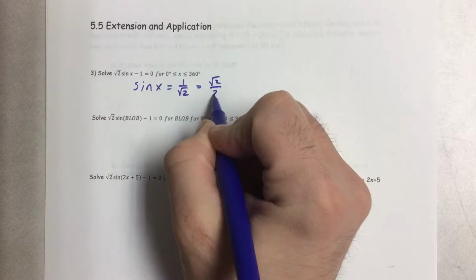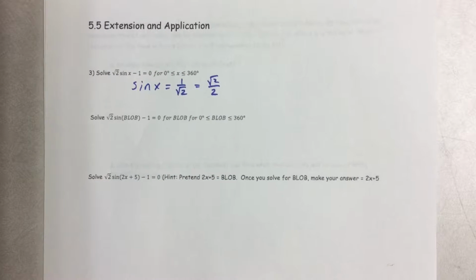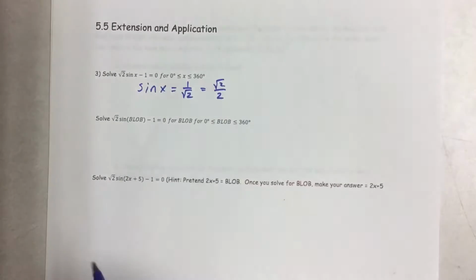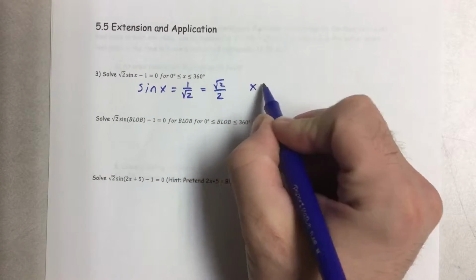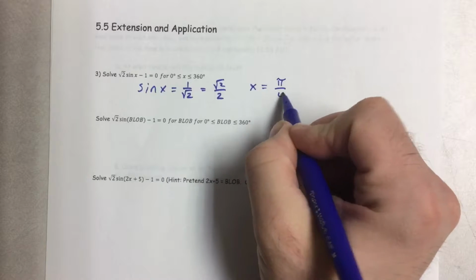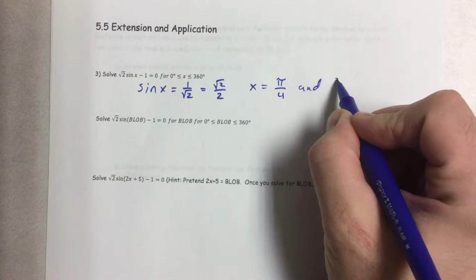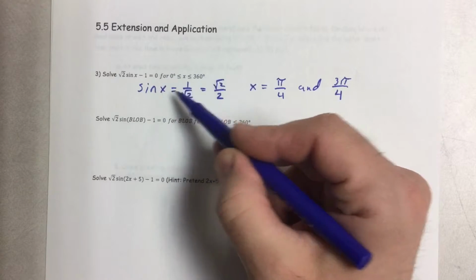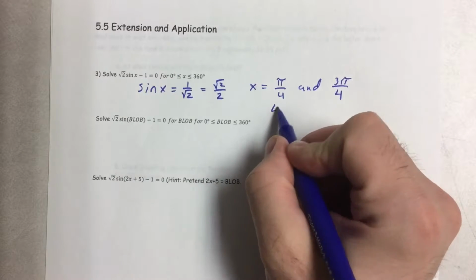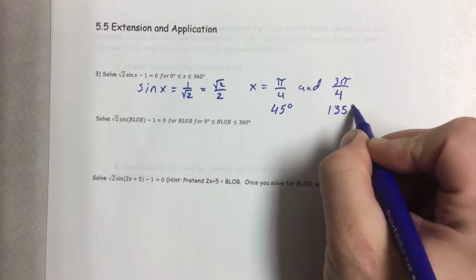root 2 over 2. So with your unit circle, you would identify that sine is positive root 2 over 2 at pi over 4 and 3 pi over 4. But noticing we want our angle measures within degrees, so we would have 45 degrees and 135 degrees.